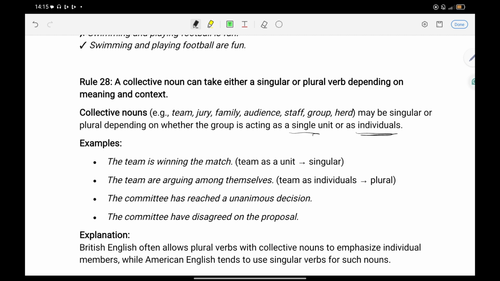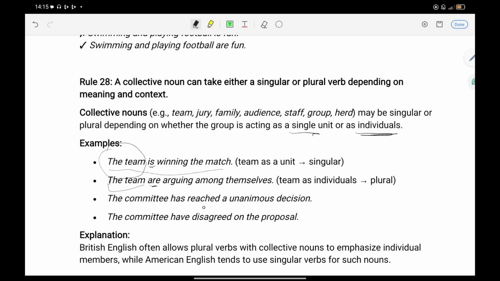For instance, look at this. The team is winning the match. The team is playing the match together as a unit, so it is "is." Now, the team are arguing among themselves. When the individuals are acting individually, then it is "are." Do you get the difference?